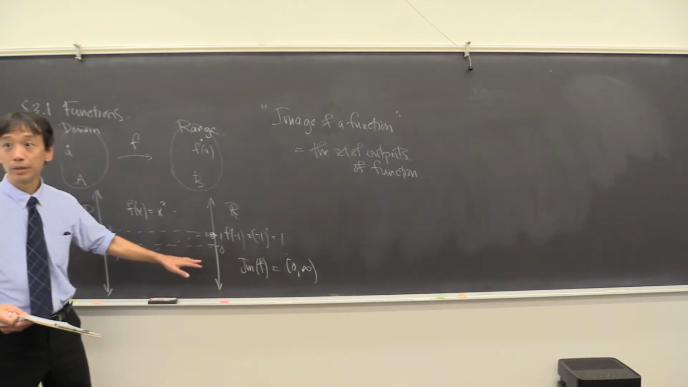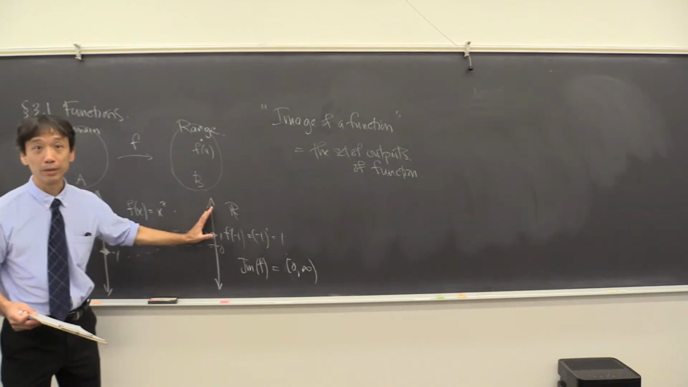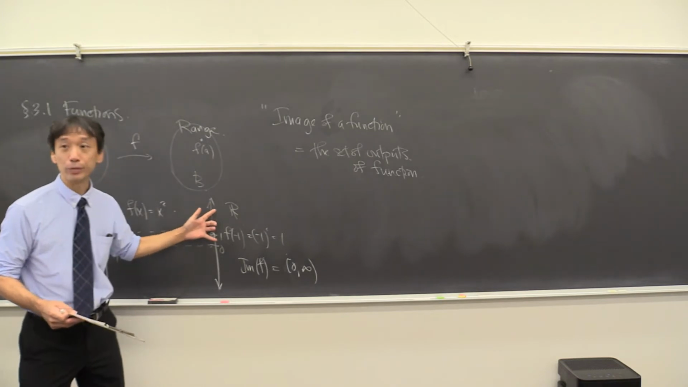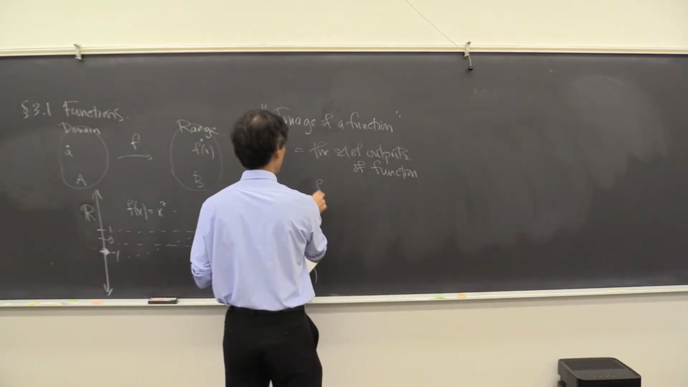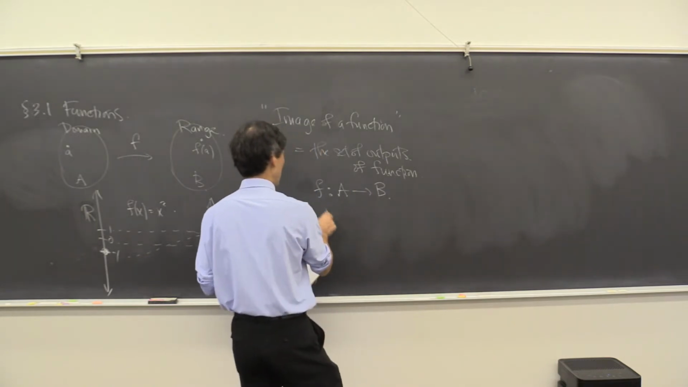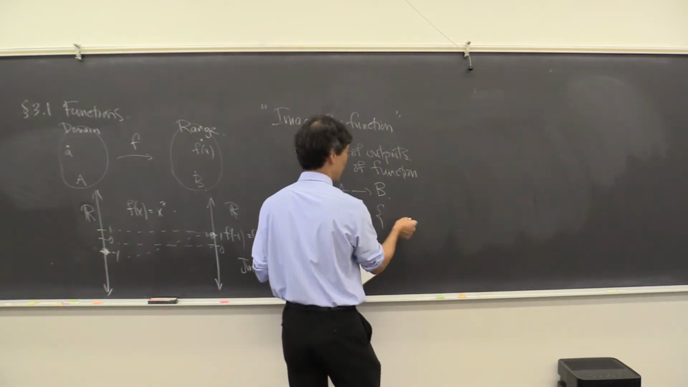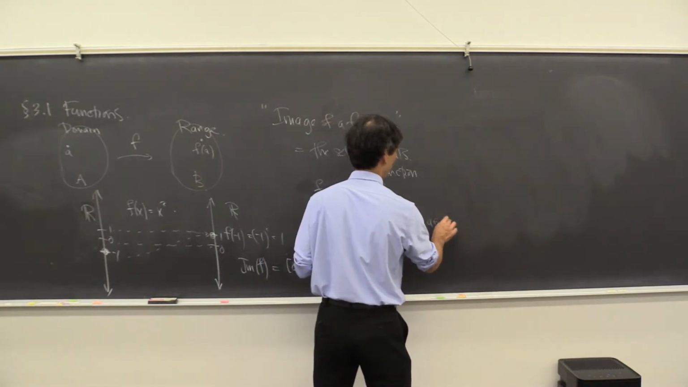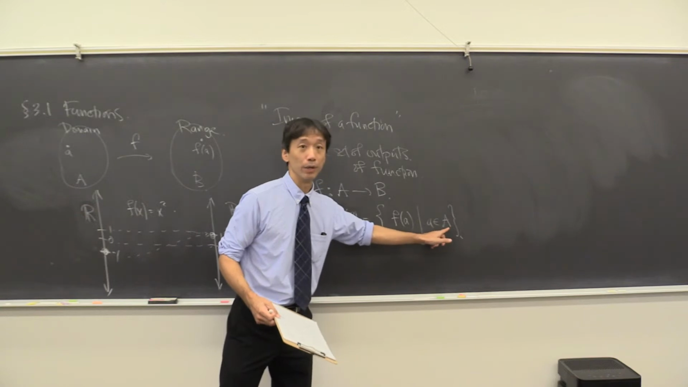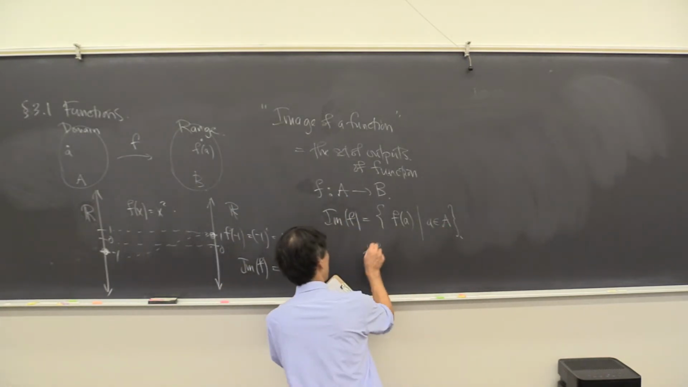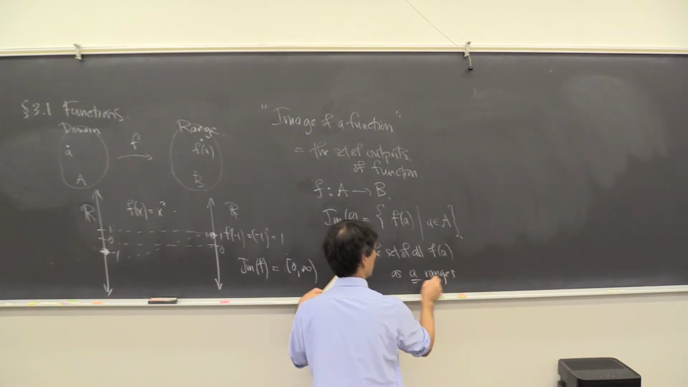Okay, is that distinction clear between the image and the range? The range is just what you map into, and the image is the actual things you get out. Okay, is that clear? So if you want to write this mathematically, if I have some function f going from A to B, then the image of f is everything that looks like f of a. It's the collection of all f of a's, all the outputs as the little a's run over your domain. So in English, this is the set of all f of a as little a ranges over big A.